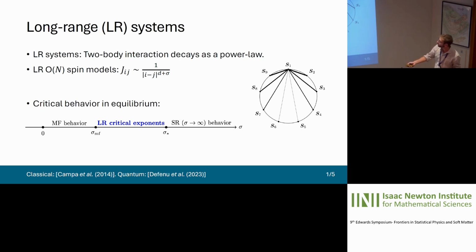So this parameter governs the power of the interaction, and in equilibrium, the critical behavior is characterized by a mean field behavior when sigma is particularly small. Then there is a regime where we have critical exponents which depend on sigma, and then if sigma is too large, we reduce basically to the standard short-range behavior, the one that you all know.